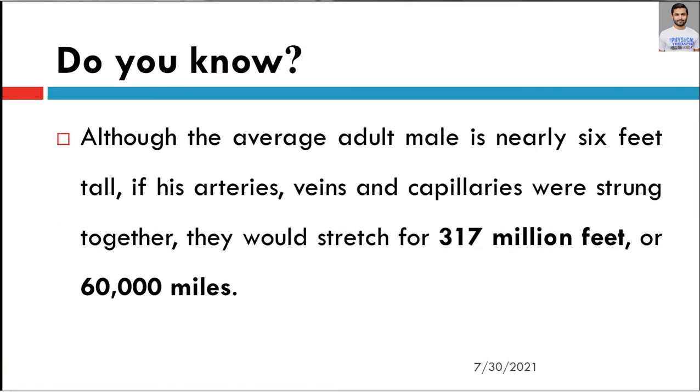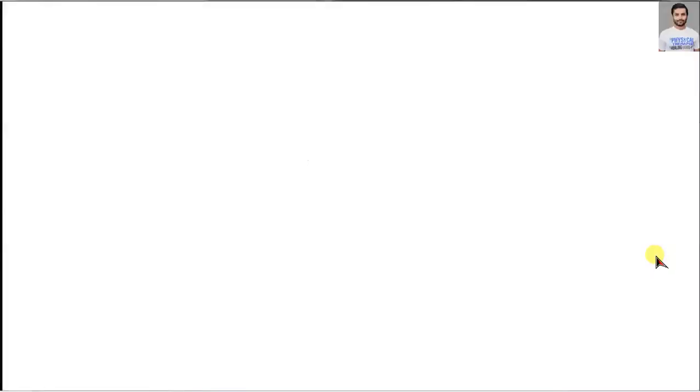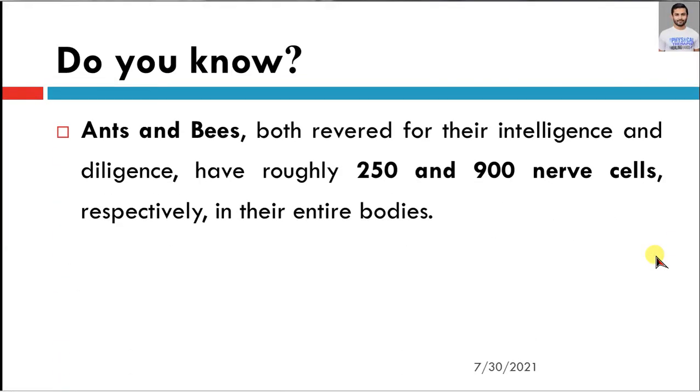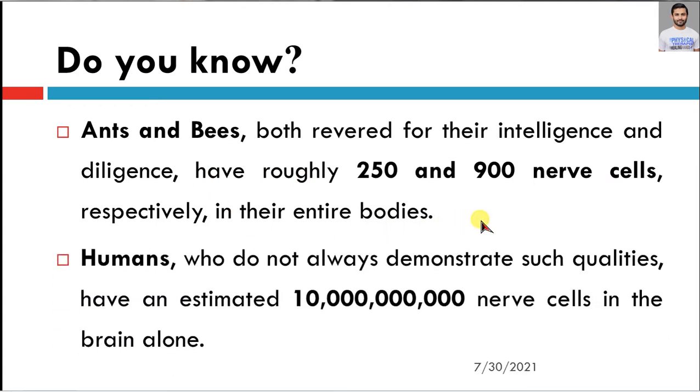Although the average adult male is nearly 6 feet tall, if his arteries, veins, and capillaries were strung together, they would stretch about 317 million feet, or 60,000 miles. So this is enough length. Ants and bees are both revered for their intelligence and diligence, but they have roughly 250 and about 900 nerve cells, respectively, in their entire bodies. You will be surprised to know that humans have, I think, 100 trillion nerve cells in the brain alone.